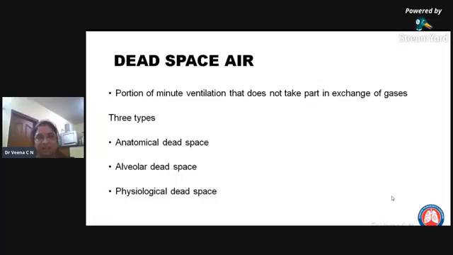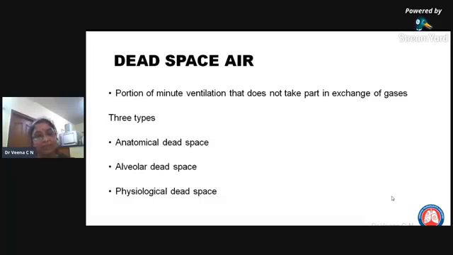Dead space air is the portion of minute ventilation that does not take part in the exchange of gases. It is of three types: anatomical dead space, alveolar dead space, and physiological dead space. Anatomical dead space refers to the volume of the air which is present in the conducting zone, which extends from the nose to the terminal bronchioles.